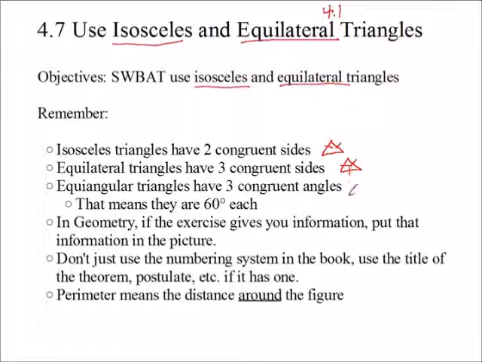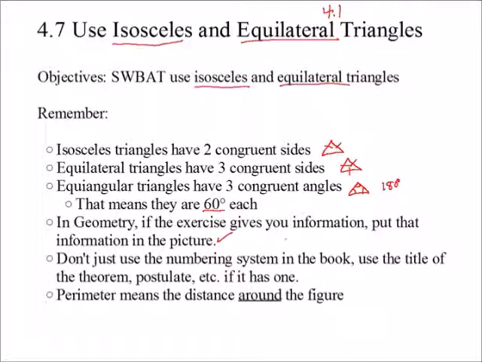Equiangular triangles, equi again means equal. If all three angles are congruent, then they are going to make an equilateral triangle. And obviously, if you have 180 degrees inside of each triangle and they're all the same, they have to be 60 degrees apiece. In geometry, if the exercise or the problem gives you information, put that information inside the picture. So I just wanted you to know that we're going to be using that later on.